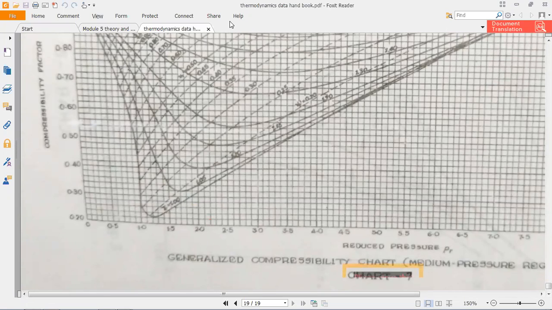PR is 2.94. I will mark here. And TR is 1.2. This is the line. This is 1.2.